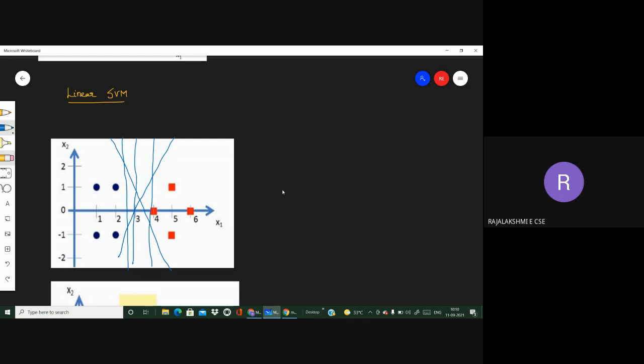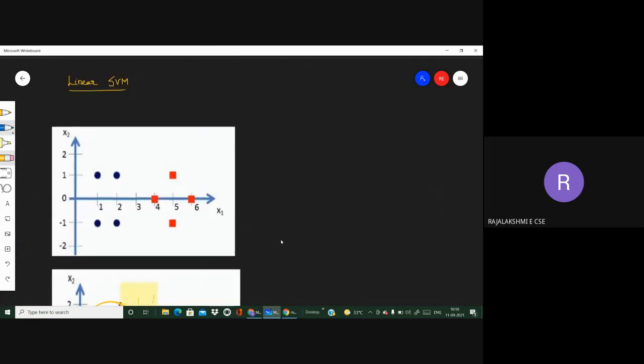But I need to find the correct line which will divide these two spaces correctly. For that, you can observe some empty space between this class and this class. That is the optimum space I'm taking. In this space only the line will come. Will you agree?